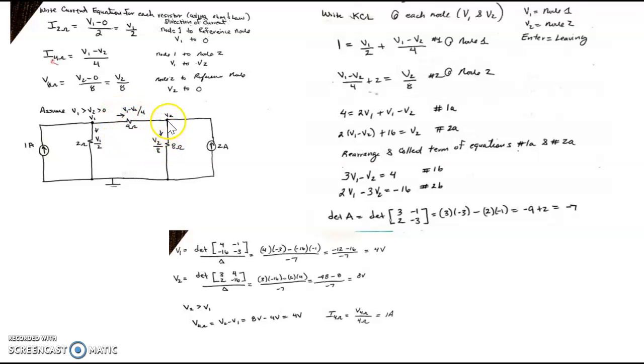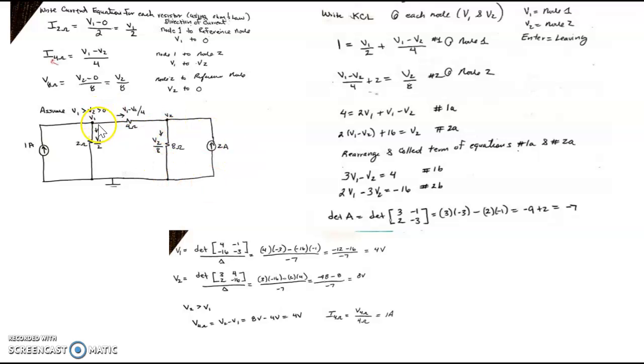Then I do the analysis at V2. So right here, I have the voltage going across this resistor. So I have V2 minus 0 over 8, which is V2 over 8. So I have described all the quantities in terms of currents. Now I'm ready to do KCL at V1 and V2.